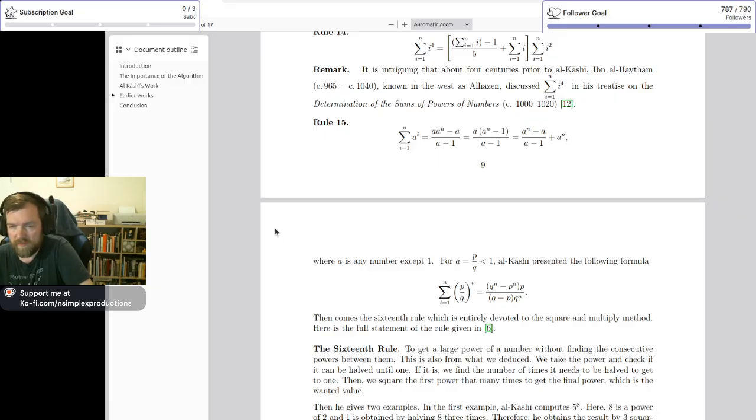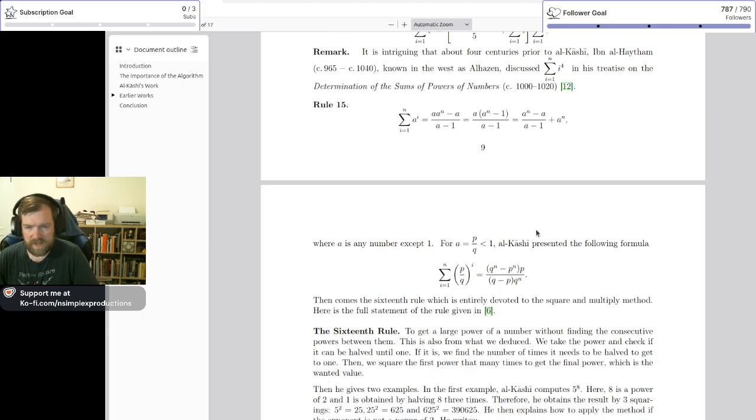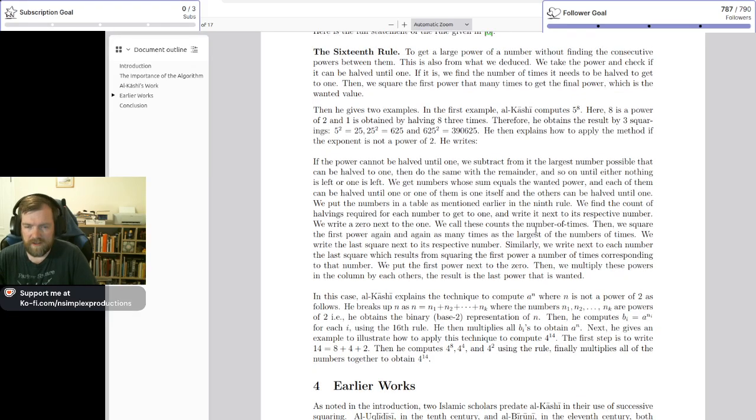For a being p over q less than 1, Al-Kashi presented the following formula. This is the sum of (p over q) raised to the i as i goes from 1 to n. It's going to be this stuff. Then comes the 16th rule, which is entirely devoted to the square and multiply method. So here's the full statement. You get a large power of a number without finding the consecutive powers between them.